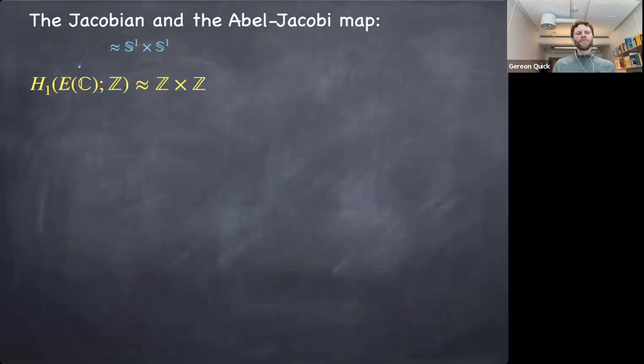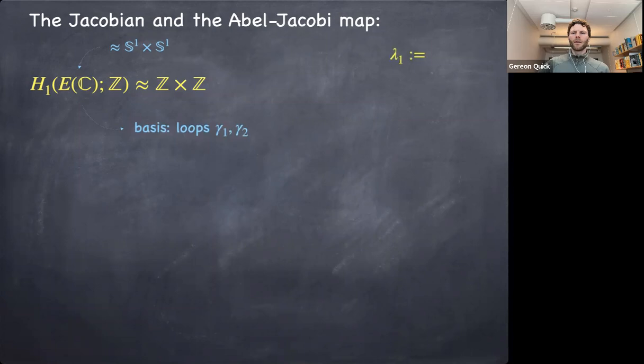Okay, so here I'm going to look at the first homology with integer coefficients instead of the fundamental group, and the reason will become clear in a second, such that the story fits nicely with how we're going to move on. So we all know that the space E of C for such a curve is equivalent to a torus. So it looks like S1 times S1, and the homology is then just the product of two copies of the integers. So what we're going to do now is pick a basis: two loops, gamma 1 and gamma 2, that form a basis for this homology.